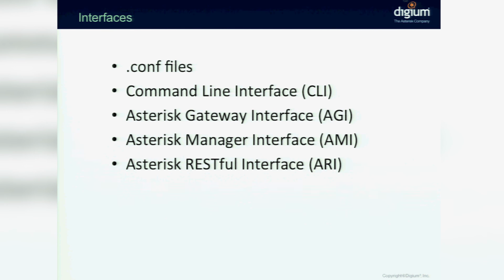AGI is really meant to provide control of a single channel to do something in a different language, right? So maybe you have a developer that's really strong with PHP or Python, and they're kind of like, I don't know if I want to spend a whole lot of time learning this dial plan stuff, right? So they learn just enough dial plan to get the call into Asterisk and then out of Asterisk to their little custom tool that they wrote in PHP, right?